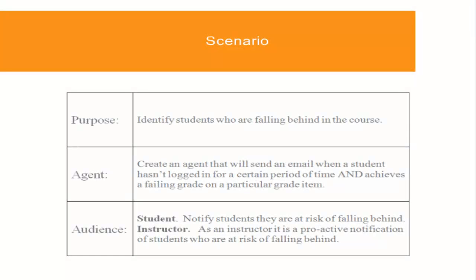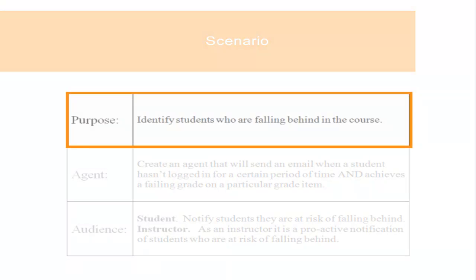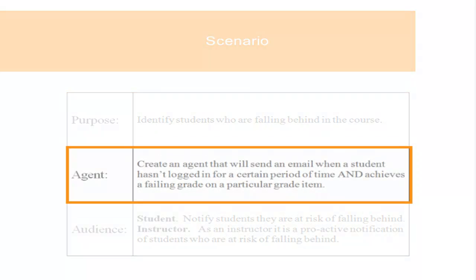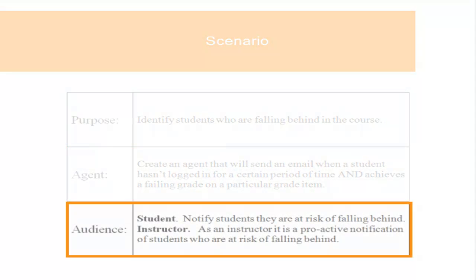In this tutorial, we will create a new agent based on the following scenario. We want to identify students who are falling behind in the course. To do this, we will create an agent that will send an email when a student hasn't logged in for a certain period of time and achieves a failing grade on a particular grade item. This notification will be sent to both the student and the instructor.